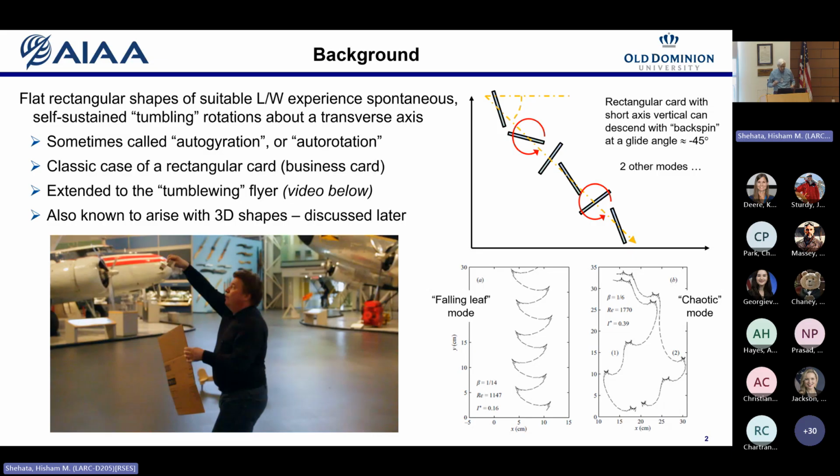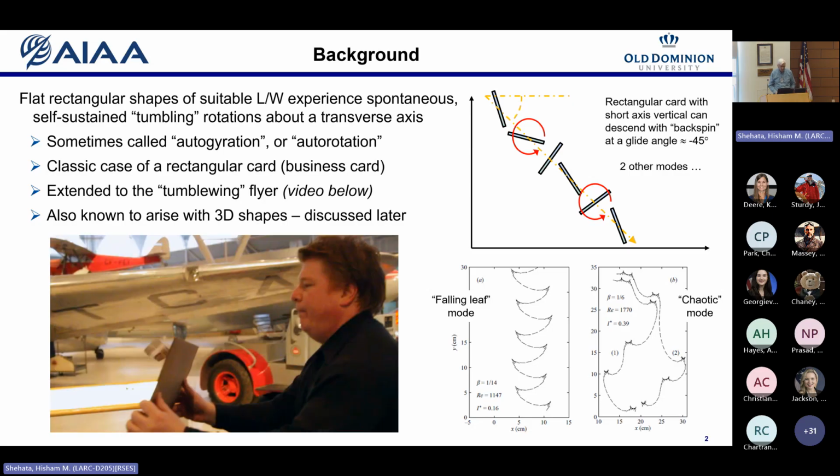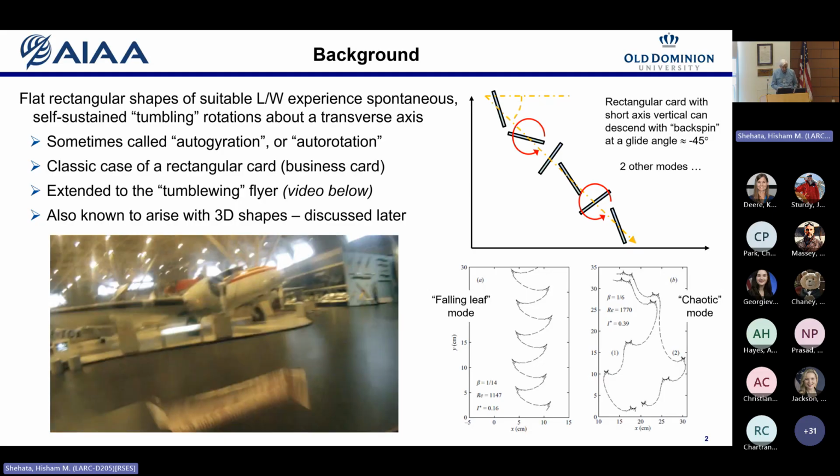So there's 2 other modes of motion. There's a falling leaf mode where it goes from side to side, and there's a chaotic mode where it can't decide which mode of descent to adopt, and that depends on the length to chord ratio.